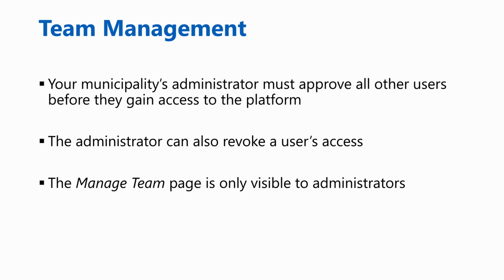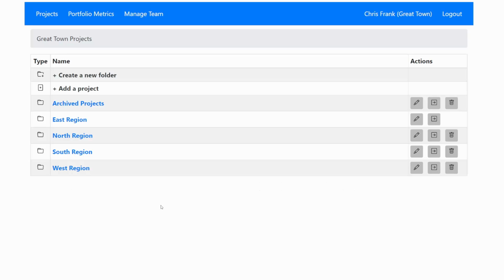Lastly, we'll take a look at how access is controlled to Compass and how to manage your team. Your municipality's administrator must approve all other users before they gain access to the platform. The administrator can also revoke a user's access. The Manage Team page is only visible to administrators. The Team Management page is available to administrators from the link at the top of the page.